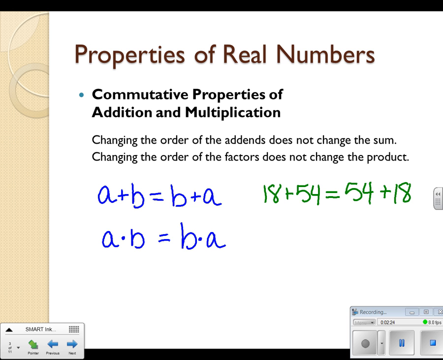And if I chose some values instead of variables, like if I did 12 times a half, that's going to give me the same as 1/2 times 12. So remember, commutative is looking at the order. So you might want to underline order.